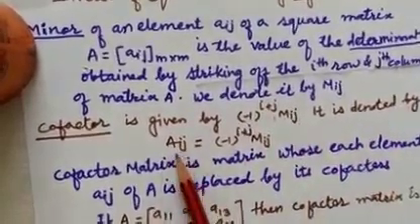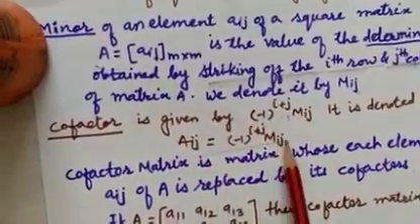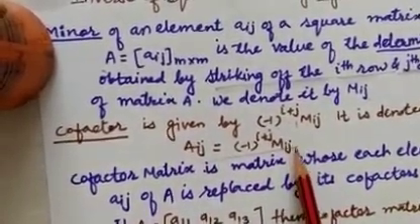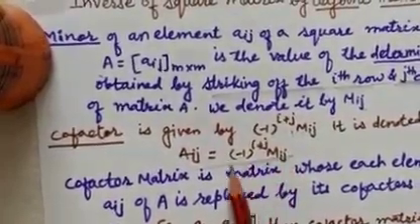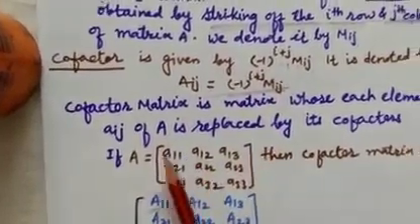It is denoted by Aij is equal to (-1) raised to i plus j into Mij. Means each and every cofactor can be found out with the help of this formula. Remember this formula. Now cofactor matrix.